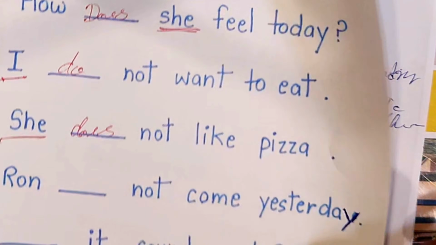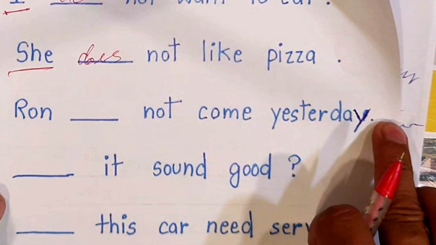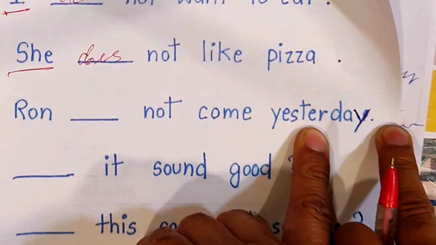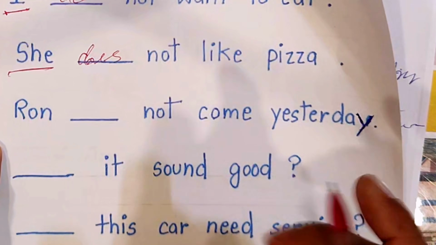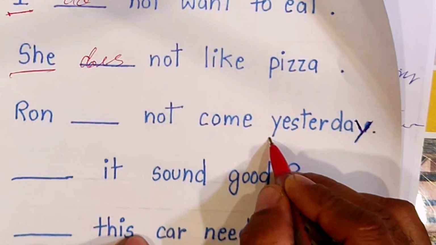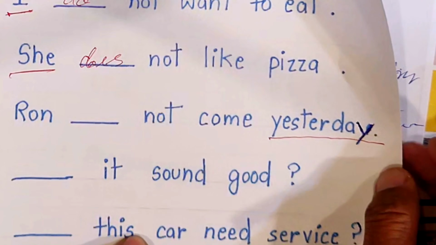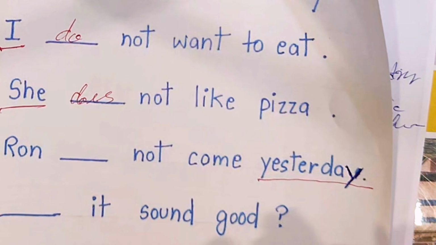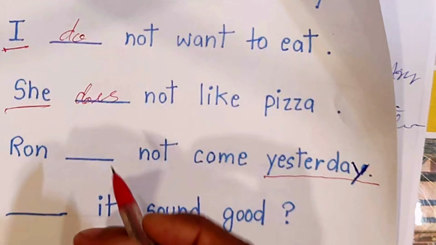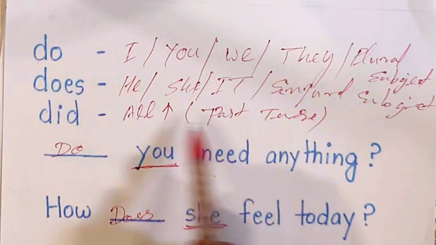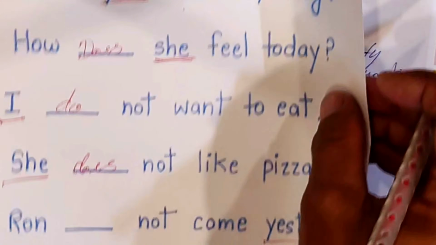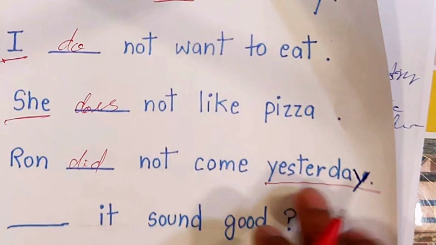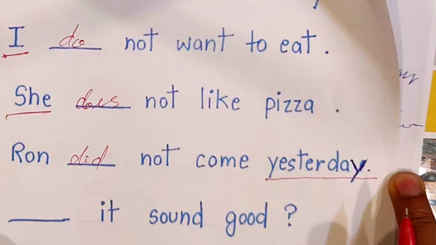And next one is here, Ron blank note came yesterday. So yesterday is the past, it is gone, therefore we use here did. So we use here did. Ron did not come yesterday.